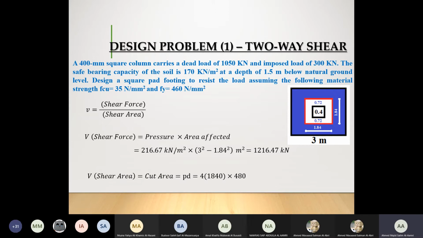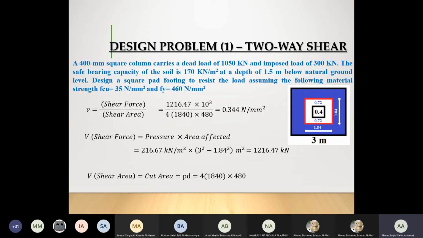Shear area. Now, how many areas will be cut? There will be 4 areas cut. Each one of them is for a dimension of 1.84. And once again, they are the same value because we are having a square column and a square foundation. Now we have got this value, which will give us a shear stress of 0.344 Newton per millimeter square. So this is whatever I have explained for you, but I have tried to illustrate it more so you can understand rather than only following or memorizing the steps.